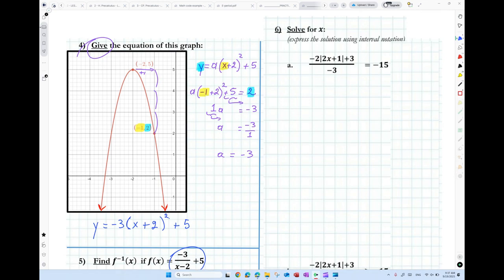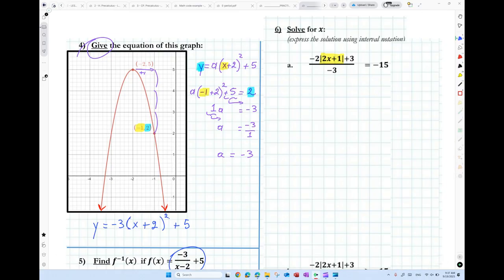Question number 6. So I've got a series of absolute value equations and inequalities. Now remember this one thing. There's nothing you can do until the absolute value itself is isolated on one side.